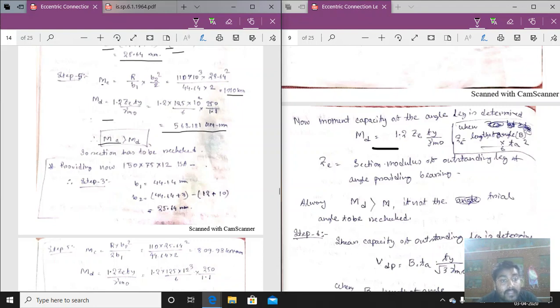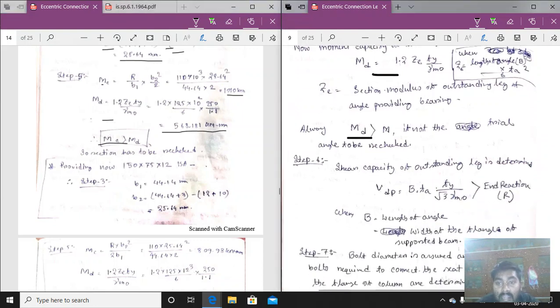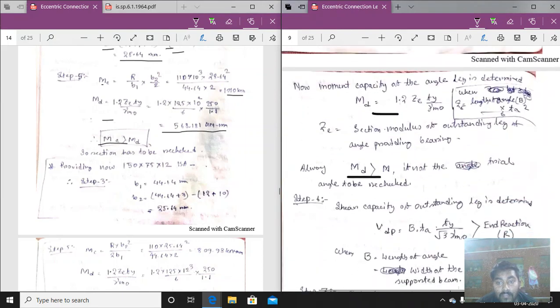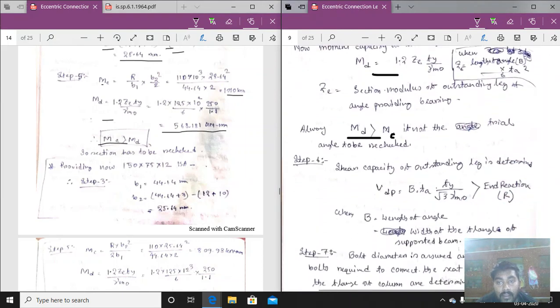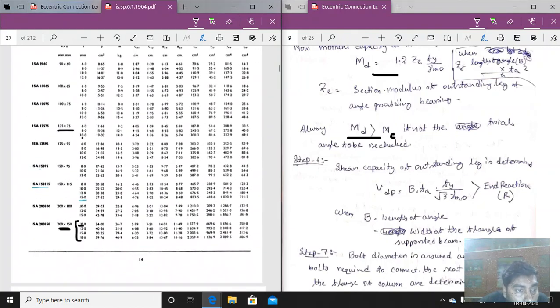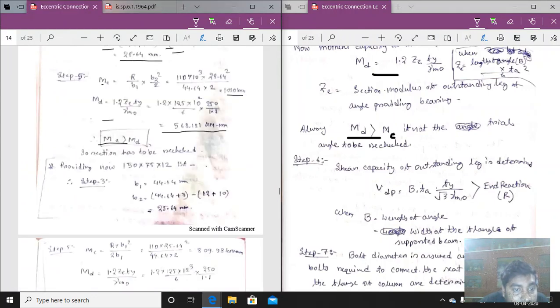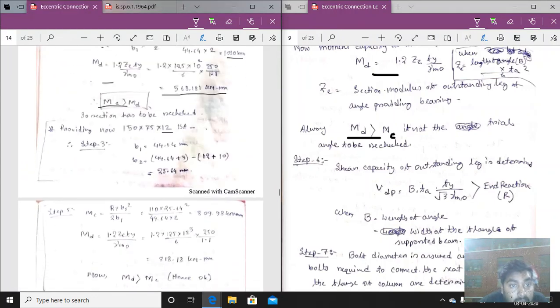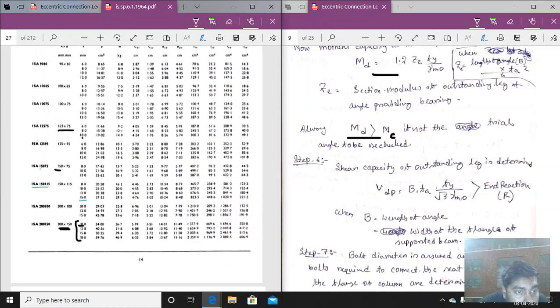Here MC is greater than MD, but we have to make MD greater than MC. So the design has to be redone. So taking another angle. What angle to be taken? Consider we are taking a greater angle, that is 150 into 75 into 12. Higher thickness, we are assuming 12. We are assuming that section.